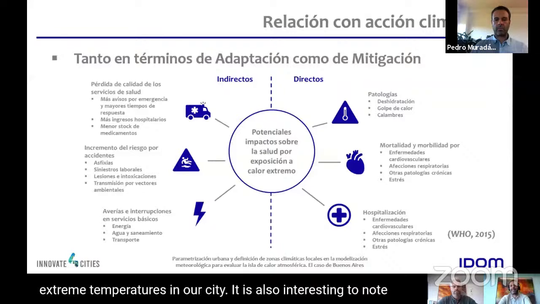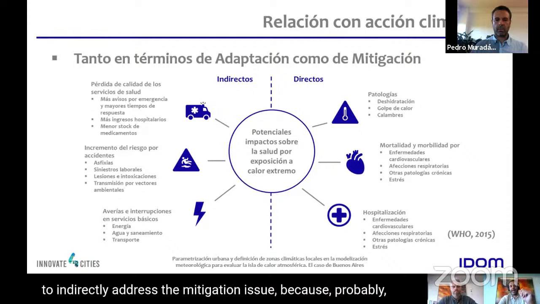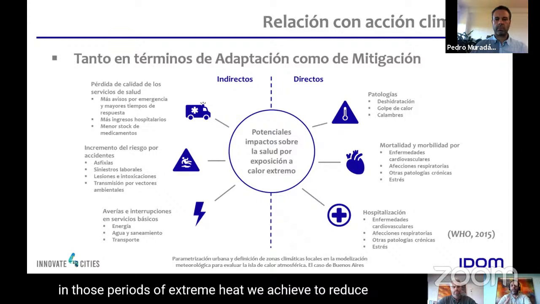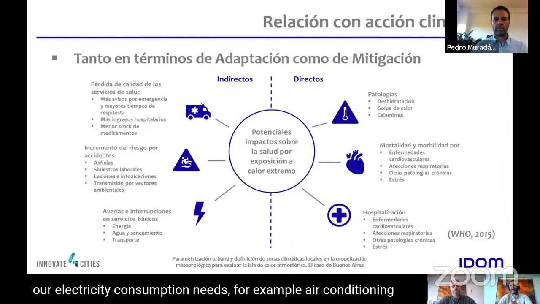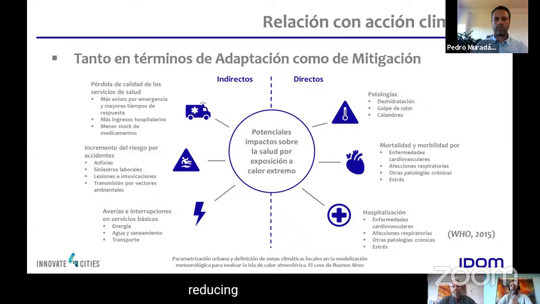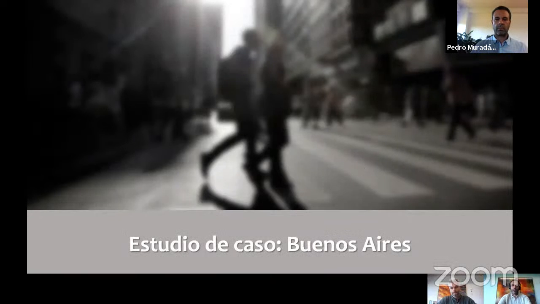Pero también es interesante señalar que actuando sobre la isla de calor urbana también conseguimos indirectamente atender el eje de mitigación, porque probablemente logremos, en esas épocas de calor extremo, reducir nuestras necesidades de consumo, por ejemplo, de aire acondicionado, ese consumo eléctrico, y estaremos por lo tanto reduciendo las emisiones necesarias para mantener la temperatura en términos tolerables y agradables para nuestro bienestar.